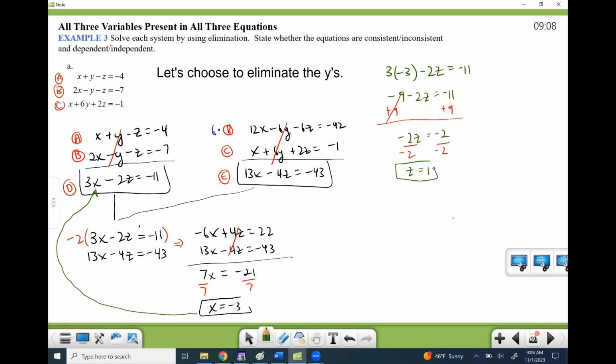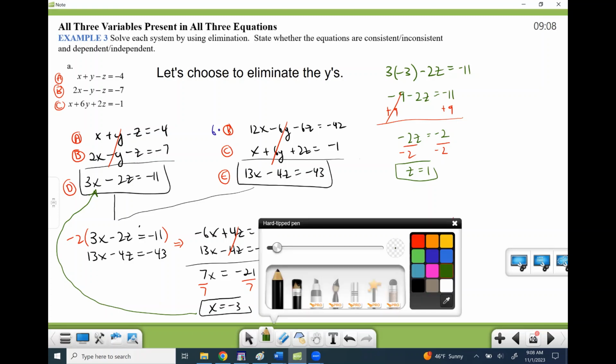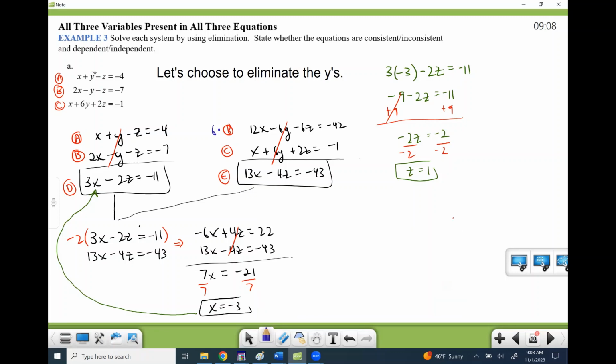Okay, so now that we have z, now we can go back to the beginning. And it looks like we need to find y. So what I would do if I'm trying to find y is I would take them to this one because it already kind of has y by itself. Here I'd have to divide by a negative when I get done. So I'm going to take this z and put it right here. I'm going to take this x and put it right here.